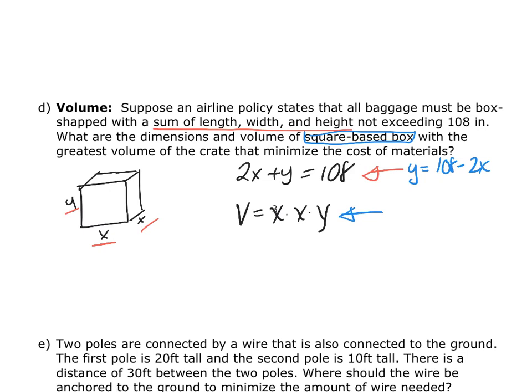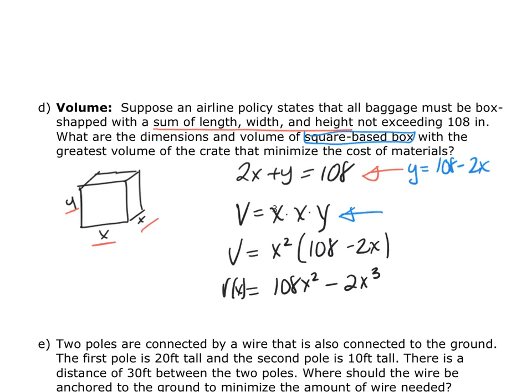I'm going to plug that into my volume. And so I've got V is equal to x squared times (108 minus 2x). So V is equal to 108x squared minus 2x to the third. Now it's in terms of x. Now what do I do with that information?